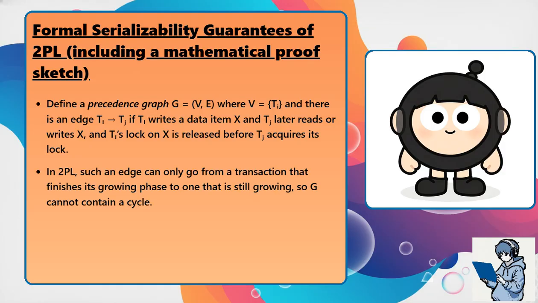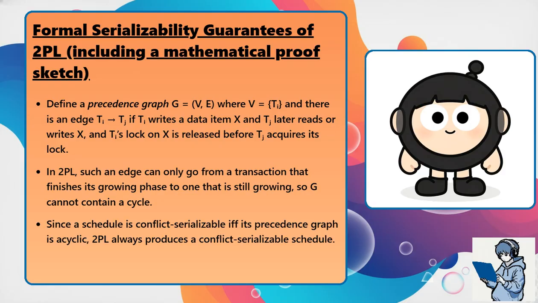In 2PL, such an edge can only go from a transaction that finishes its growing phase to one that is still growing, so G cannot contain a cycle. Since a schedule is conflict serializable if and only if its precedence graph is acyclic, 2PL always produces a conflict serializable schedule. This sketch shows the mathematical core of the guarantee.